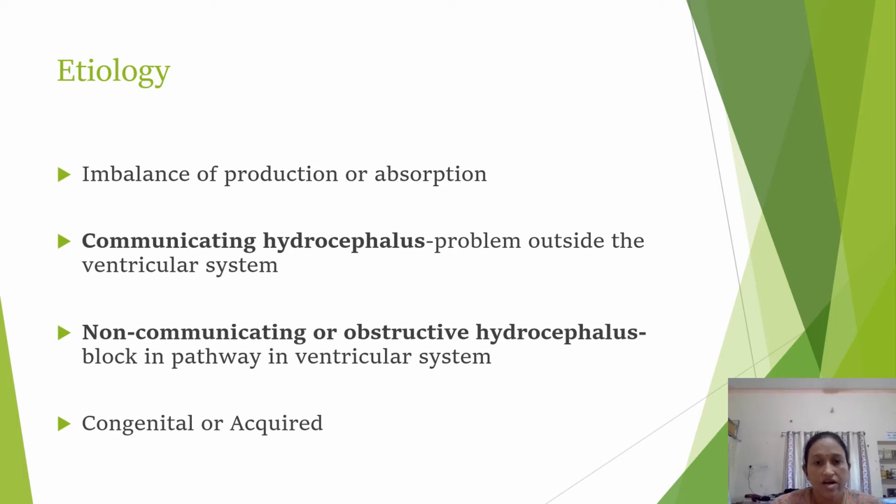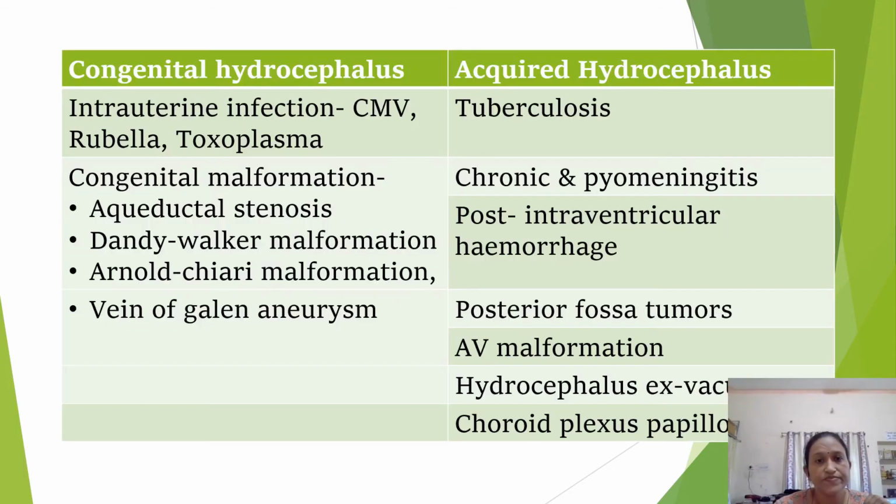Hydrocephalus may be a congenital or acquired one. So if we look at the causes of congenital hydrocephalus, intrauterine infections are very common causes of hydrocephalus, which may be cytomegalovirus infection, rubella infection or toxoplasma. Some of the congenital malformations like aqueductal stenosis, Dandy-Walker malformation, Arnold Chiari malformation, Vein of Galen malformation, they are also responsible for causing hydrocephalus in a newborn baby. So what are these malformations? I will be telling you in later slides.